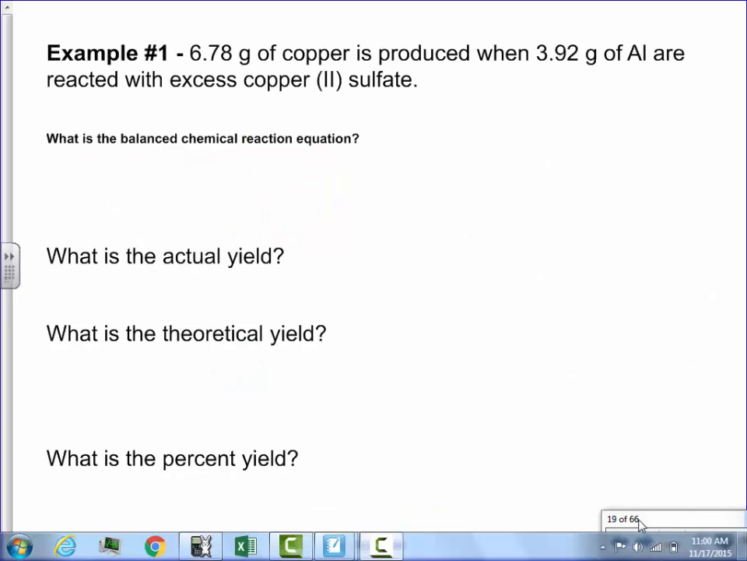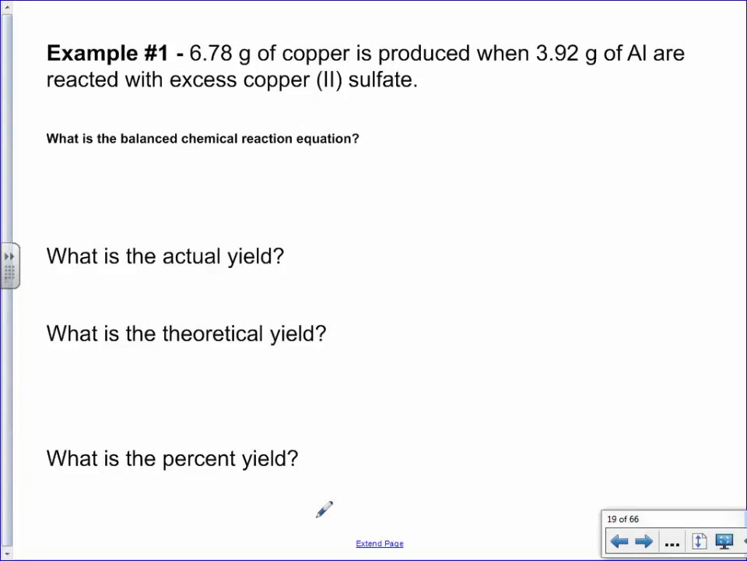Let's do some examples, because this is pretty straightforward, actually. So you're probably going to get a question where it starts off very similar to what we just did, where I'm going to give you a problem. First thing you need is the recipe. So it says copper is produced. So that means copper is being produced. And here it says that you've got some aluminum and some copper sulfate.